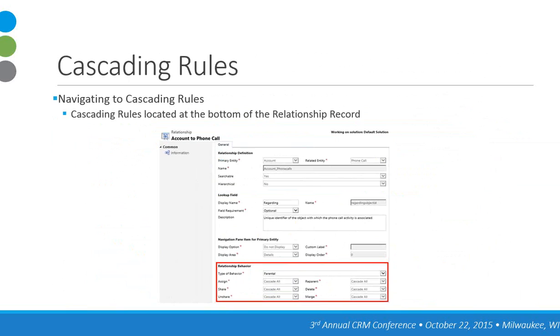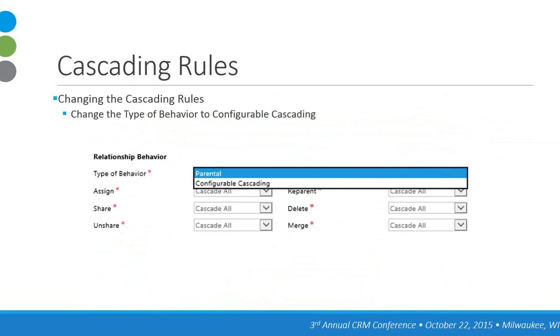And the cascading rules are located at the bottom of the relationship settings between account and phone call here. So we'll zoom in on those there. And you'll want to change the type of behavior from parental to configurable cascading to allow you to change that behavior that happens on those child records.